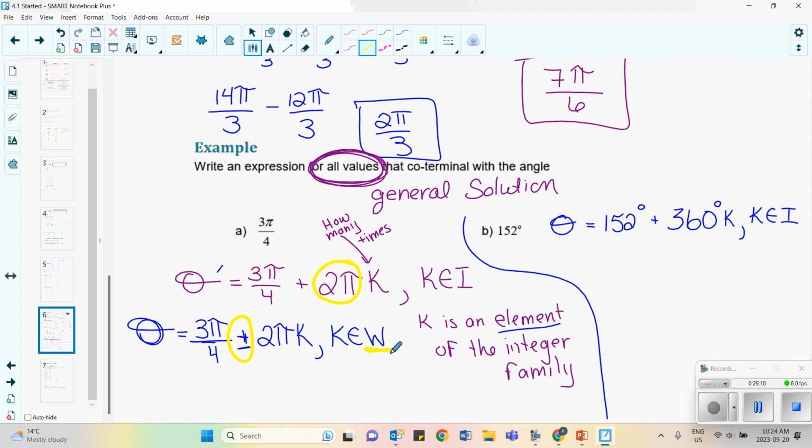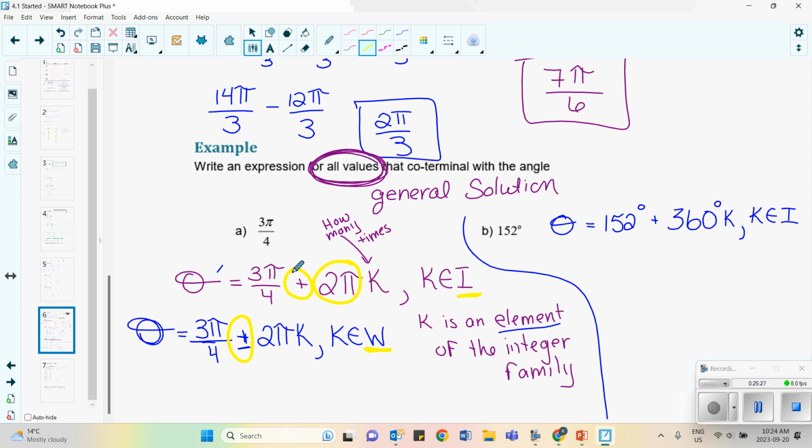Is it possible just to use that minus? No, because then you would be ignoring all the positive coterminal angles, and we're looking for all infinite values. So is the top one wrong? Nope, the top one uses integers, keep in mind, and it's just a plus sign.